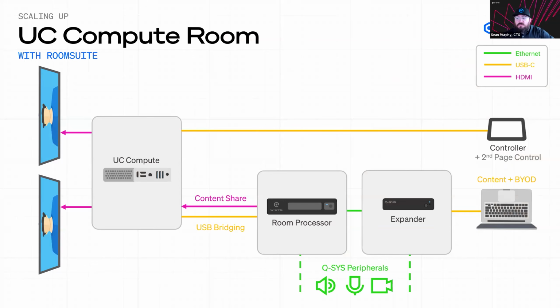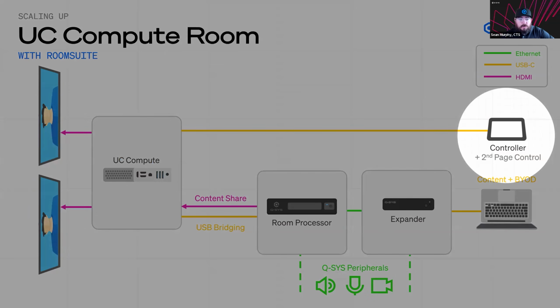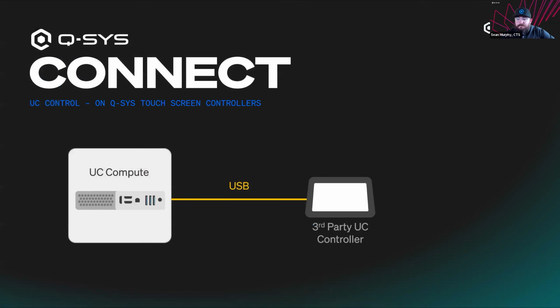So let's go back to our conference room with the compute system and BYOD. Again, we have that touch panel with the second page control. And the whole thing I've been getting at with RoomSuite is that we have that single Cat6 connection between the processor and the expander. But with this, we have that cable going to the controller. And it would be really nice if we could eliminate that cable so we can maintain the single category connection between the table and the displays. So this is where Q-SYS Connect comes in.